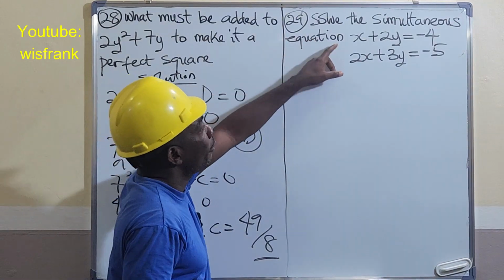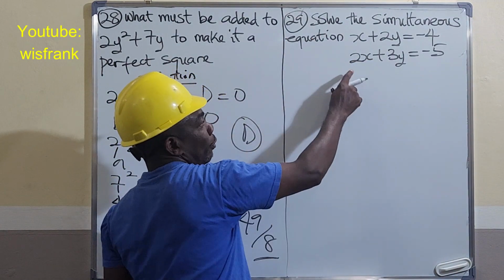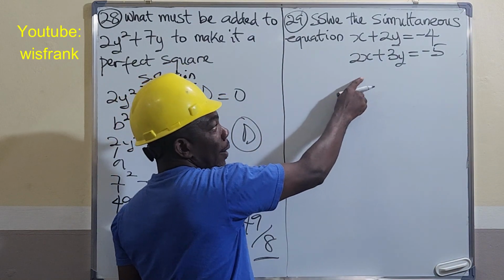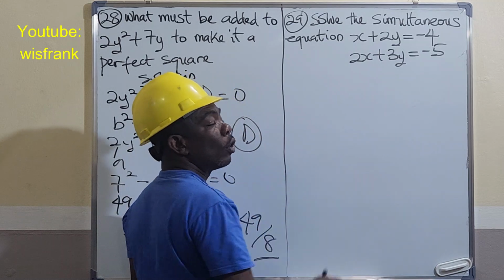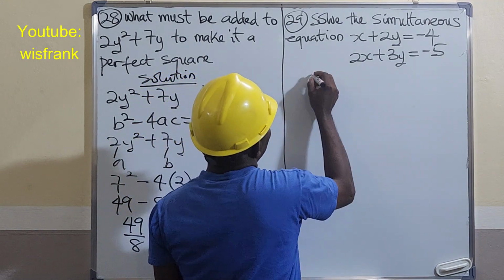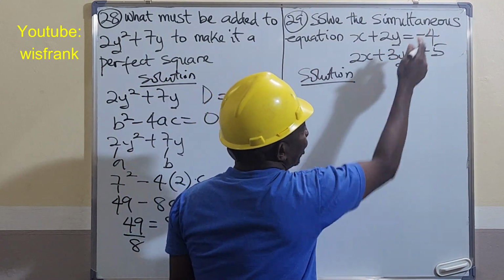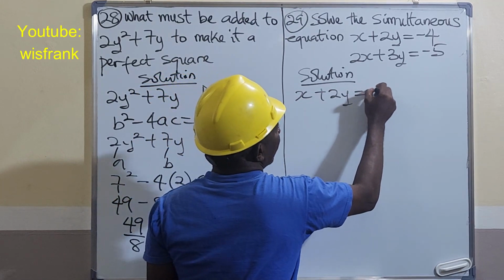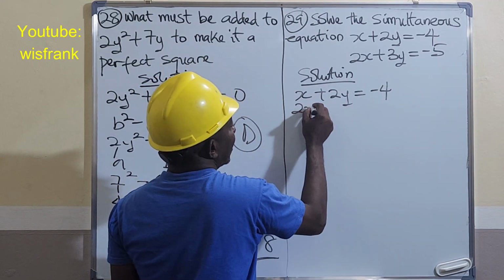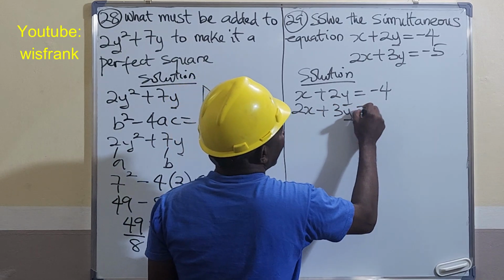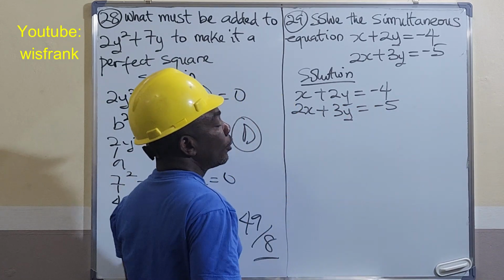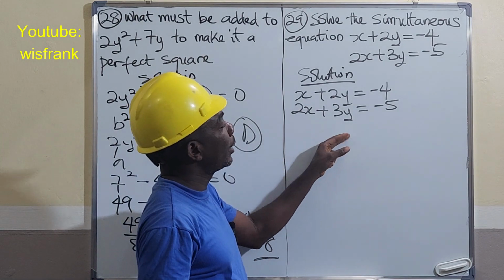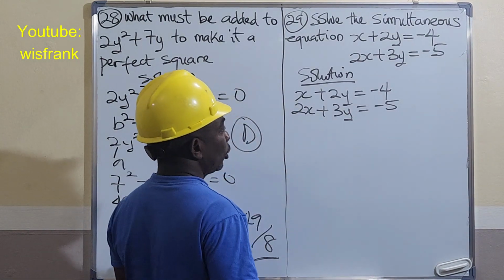29. Solve the simultaneous equations x plus 2y equals minus 4 and 2x plus 3y equals minus 5. So we have the solution. This is a simultaneous equation where we have x plus 2y equals minus 4 and 2x plus 3y equals minus 5. So here we are going to use the elimination method for us to find the solution of this simultaneous equation.